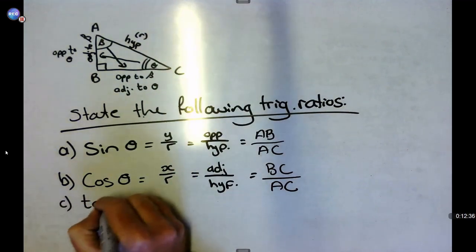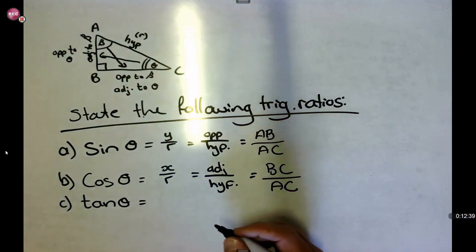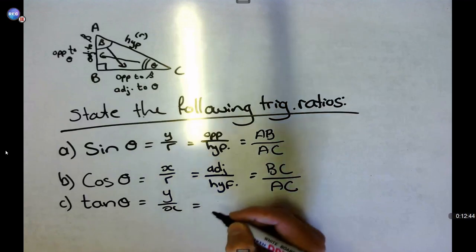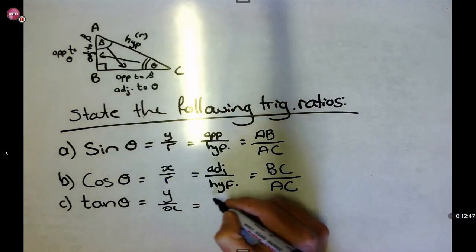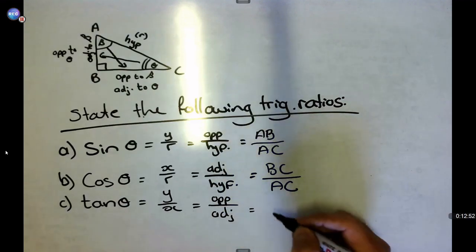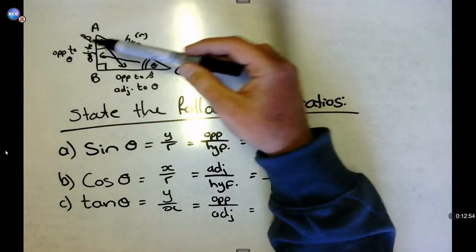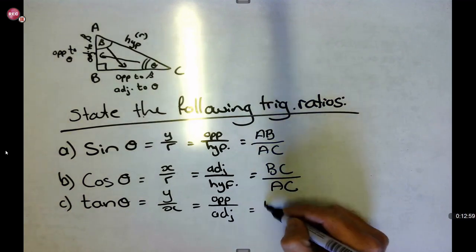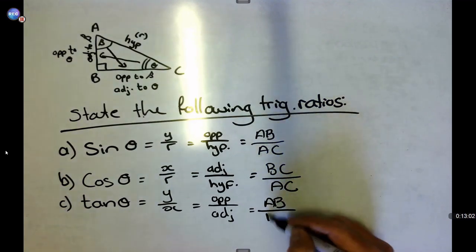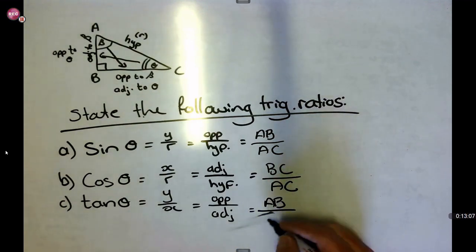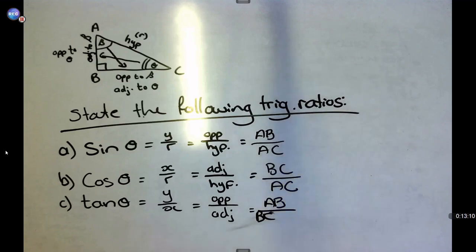Let's look at tan theta. Tan theta is y over x, so that ratio is y over x, which is equal to the opposite over the adjacent. So the opposite of theta, which is AB, over the adjacent, which is BC. Sorry, AB over BC. And there we go, we've written that ratio.